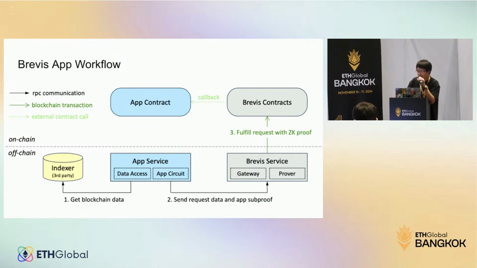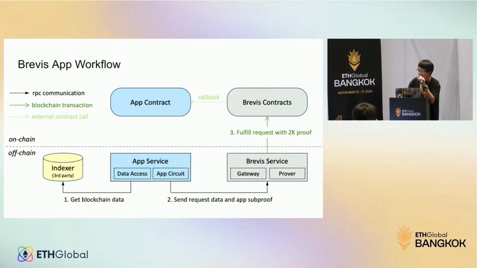The first step is pretty standard. You use any sort of indexer, or you can build your own, to get the historical blockchain data from on-chain. Basically, use, say, The Graph, or use your own Ethereum RPC node to query the Ethereum blockchain. Then you feed all that data to the app service, the rectangular blue box that you build, and all that data gets fed into the app circuit, which is also one of the components you will build.